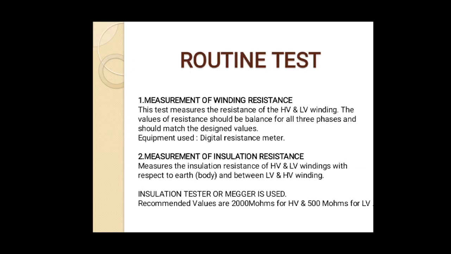In the routine test, second one is measurement of insulation resistance. It measures the insulation resistance of HV and LV winding with respect to the earth body and between LV and HV winding. An insulation tester or Megger is used. Recommended values are 2000 mega ohms for HV and 500 mega ohms for LV.